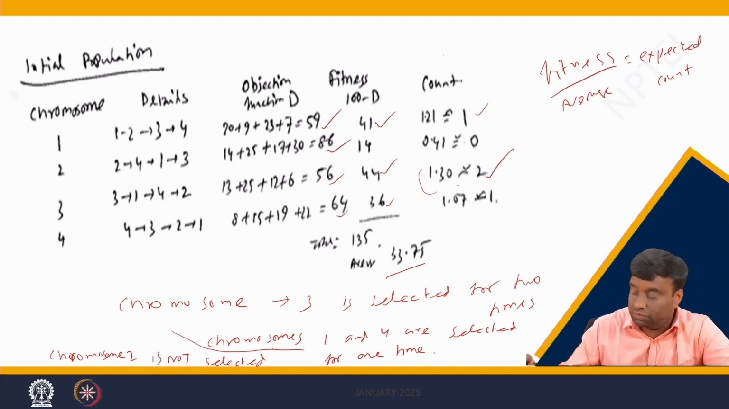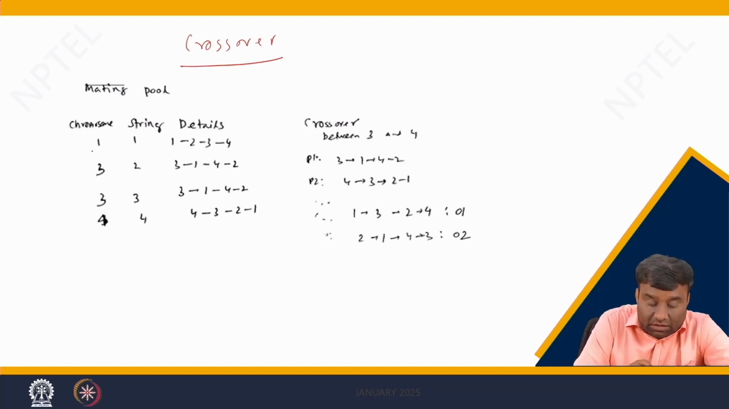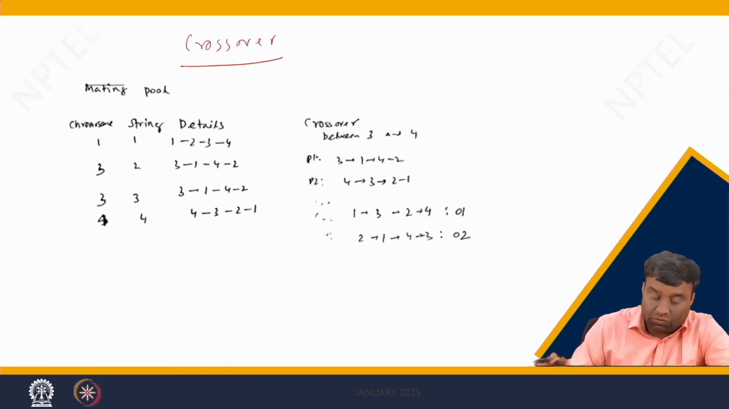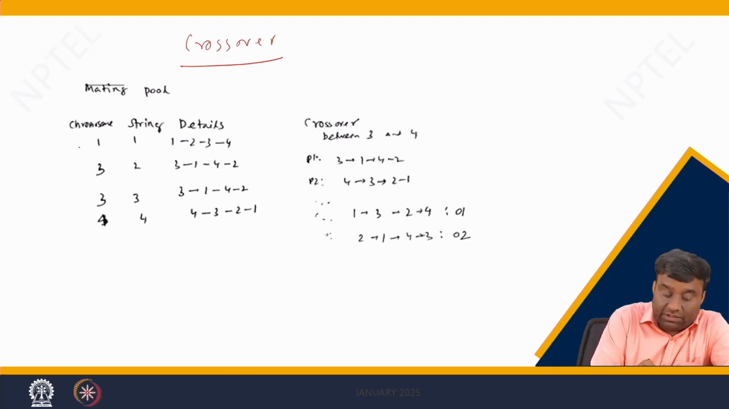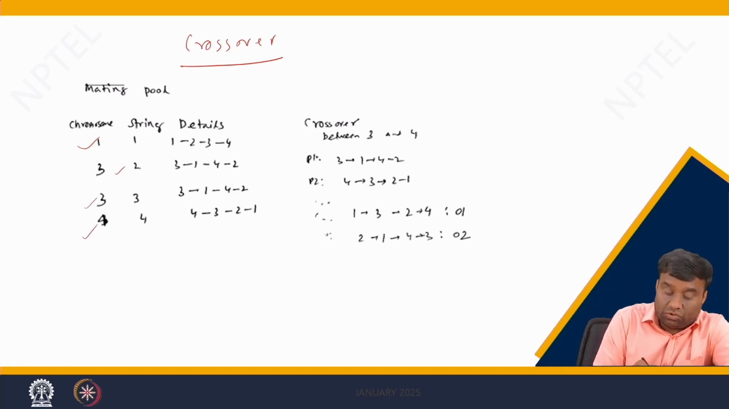Okay, so now you can write it that for the mating pool, the selection is over. Now this is for the crossover. So for the crossover, we write the string, so this is chromosome 1. You can write 1 2 3 4. So here chromosome 1, then 2, 2 and 4. So write it in new chromosome 1, new chromosome 2, new chromosome 3, new chromosome 4.